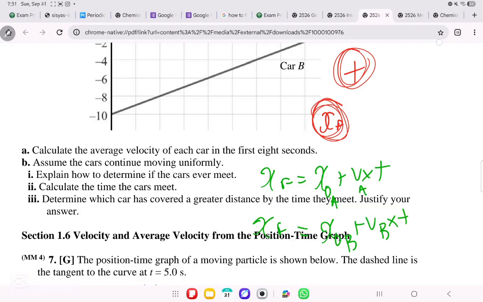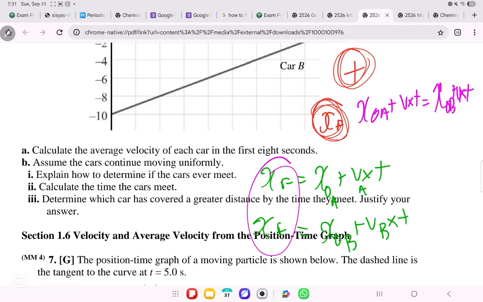So very simply, what can you do? You can equate them. So it's going to be x initial of A plus velocity times time is equal to x initial of B plus velocity times time, right? And now we only need to substitute.